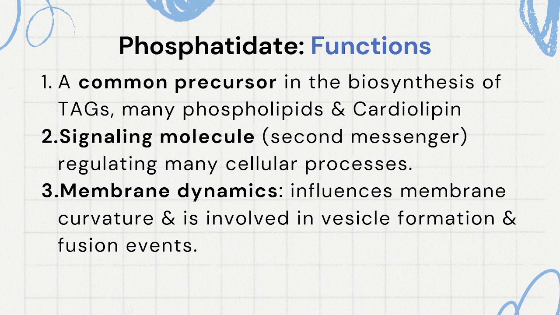Actually, it has many functions, and among the most important ones is being a common precursor for the synthesis of triacylglycerols, many phospholipids, and cardiolipins. Phosphatidate can also act as a signaling molecule or a second messenger, which is needed for many regulatory functions in the cell. Phosphatidate is also needed for membrane dynamics because it affects membrane curvature, and it is involved in vesicle formation and fusion events.